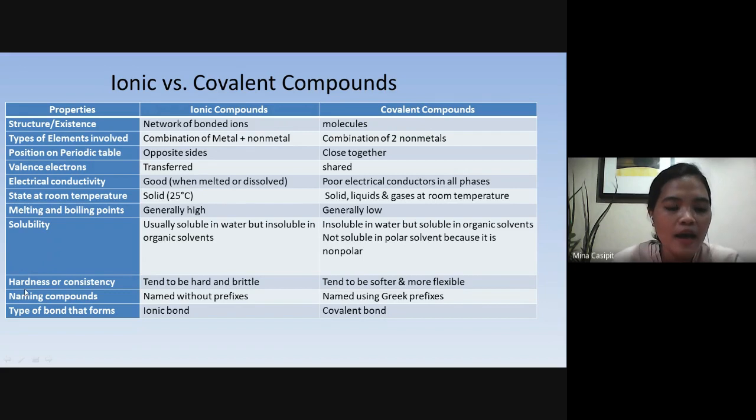And then next property, we have naming: ionic compounds are named without prefixes. And for covalent, we have named using Greek prefixes. Lastly, ano yung bond na nagdudugtong sa mga elements na ito? For ionic, we have ionic bond. And for covalent bond po yung bumubond sa dalawang elements na non-metal. So those are the properties of ionic and covalent compound.